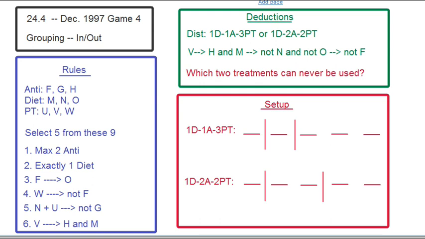The one thing that stands out about this game is that the 9 treatments that we're selecting from are further divided into 3 categories. We have antibiotics, dietary regimens, and physical therapies. So there's 3 of each of these treatments in each category. And whenever you get subgroups in a grouping game, any kind of grouping game, but especially in an in and out game, you need to pay attention to how many you're going to be choosing from each subgroup.